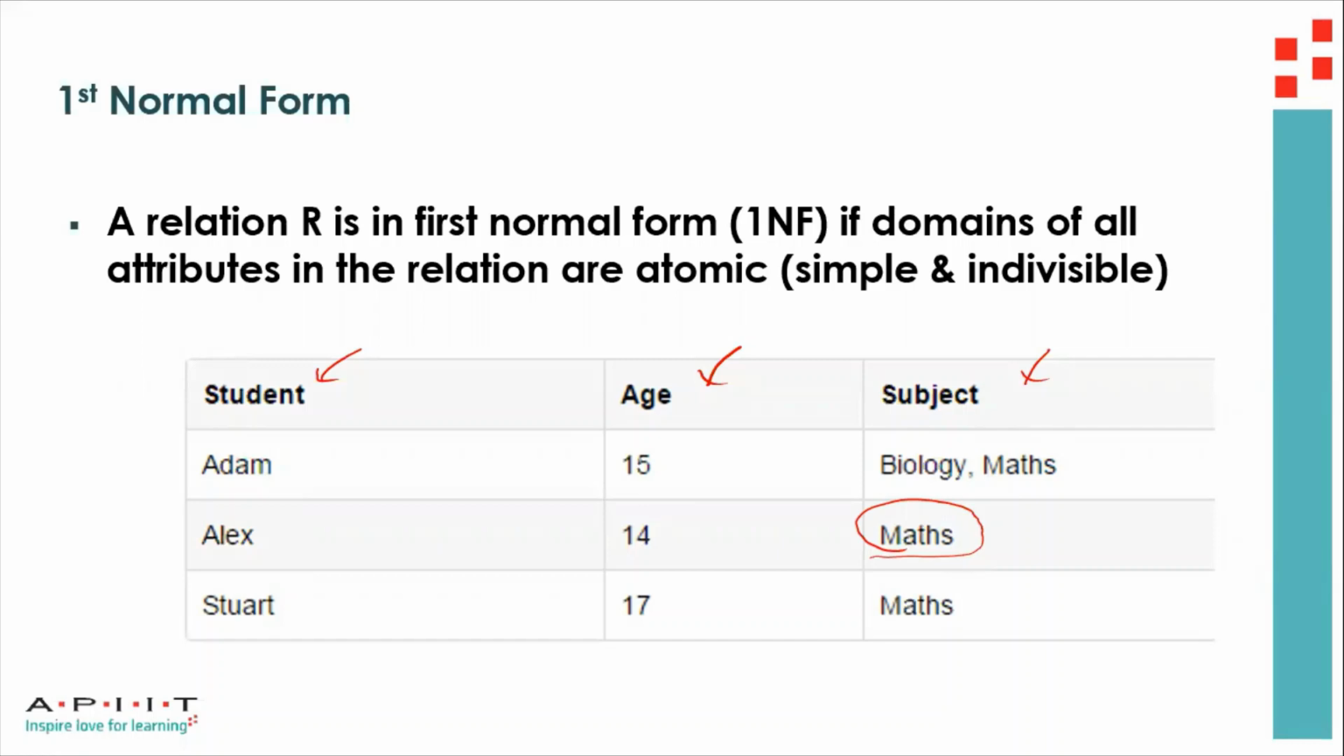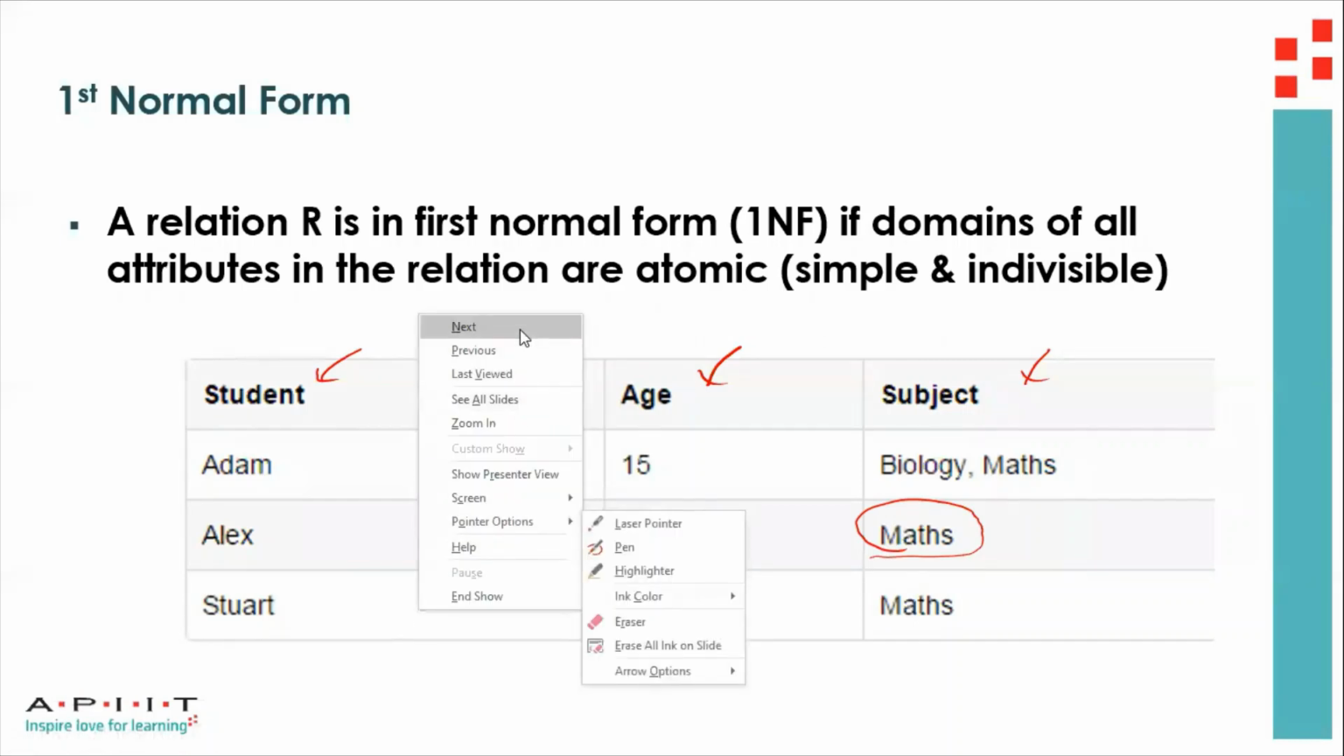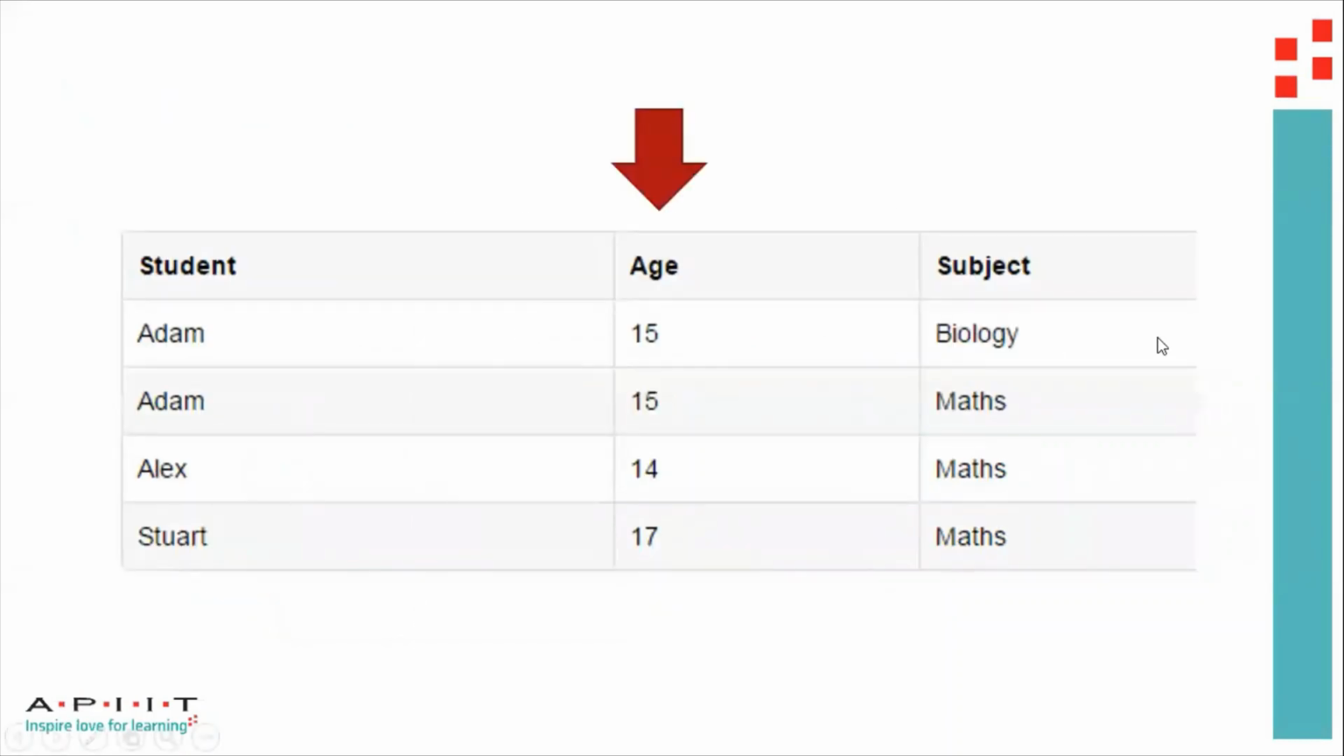My slides are not moving, let me check. Okay, right. So once you convert your relation into first normal form, what we can do is have multiple rows for the different values. Can you remember Adam? Adam is following two different subjects. So I have put two rows for Adam like this.